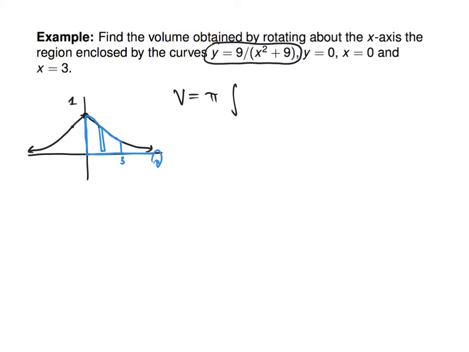What are the bounds on your integral? 0 to 3. And your radius is that, the whole thing squared. So can I just pull out that 9 squared as an 81? Yep, and make that 81 integral 0 to 3. Oh, yes, thank you, 81 pi, x squared plus 9 squared. And I need parentheses.